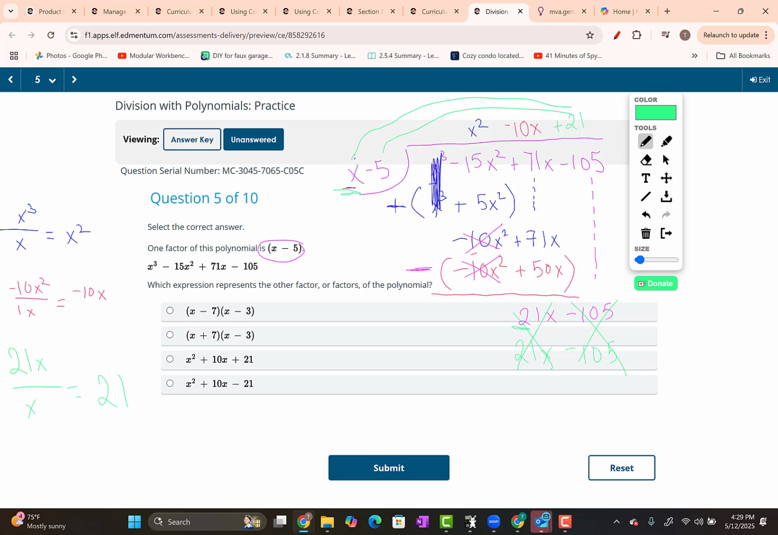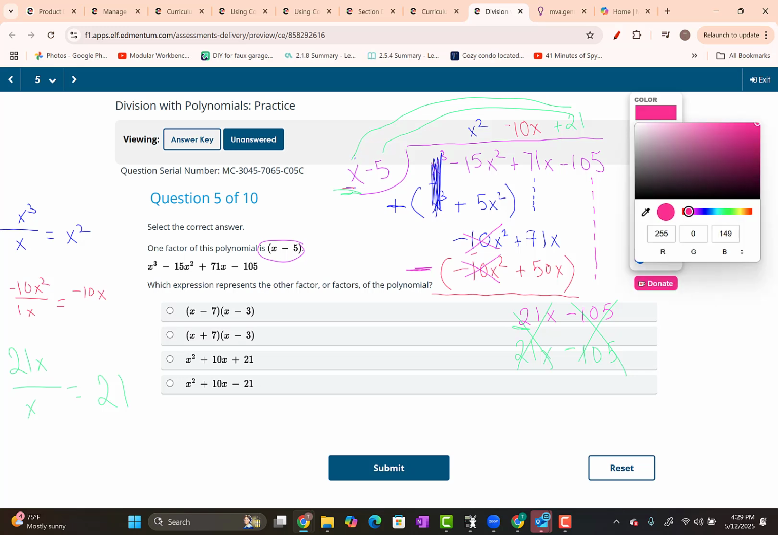So our answer is x squared minus 10x plus 21. You have to be careful because it looks like one of these bottom two choices, but it's neither. Basically what they've done is they've rewritten this problem. They've factored that. And from those choices, you should notice it's this top choice that works.